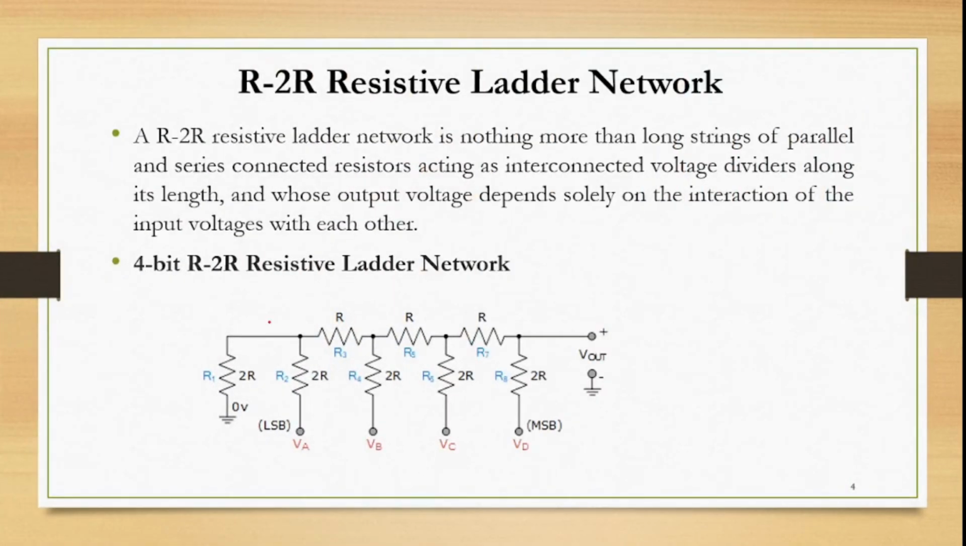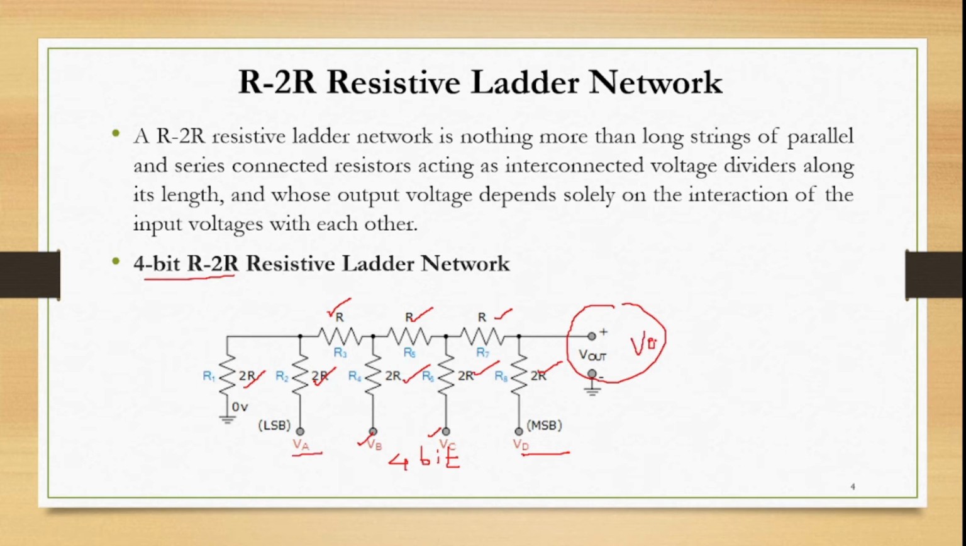You can see here a 4-bit R to R resistive ladder network, where this is R and this is 2R. So we have R, 2R, R, 2R, and here a 2R. Why is it called 4-bit? Because we have the MSB here, then the second bit, third bit, and the LSB, the fourth bit. Finally we have V out here, which is actually after the operational amplifier.